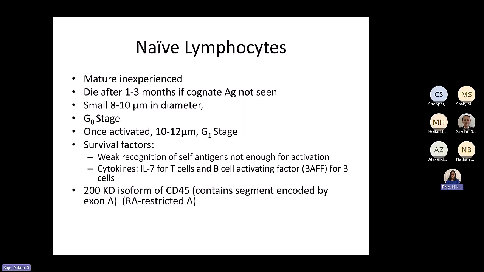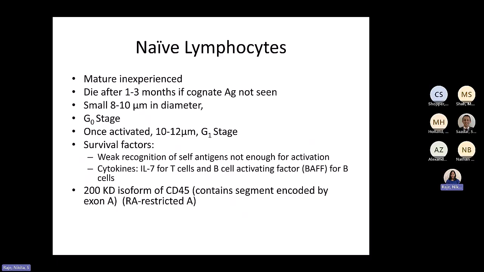We talked about these. These are mature lymphocytes, but have not come across that antigen, and they continue to recirculate, but they die after about 1 to 3 months of recirculation if they do not come across the antigen that they are specific for. These are small in size, 8 to 10 micrometers, and for the cell cycle, they stay in G0 stage of the cell division cycle. Once they're activated, they'll move on to the G1 stage, and they grow in size, so 10 to 12 micrometers.